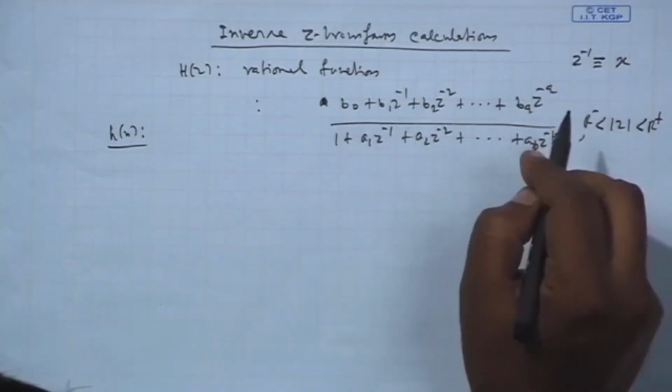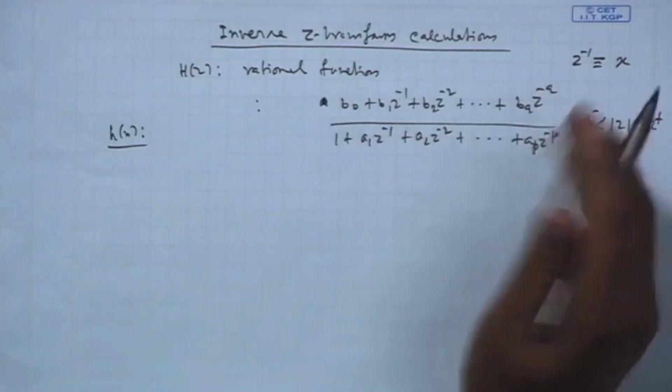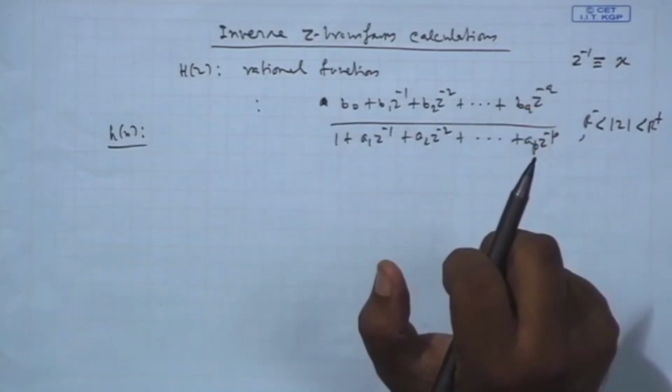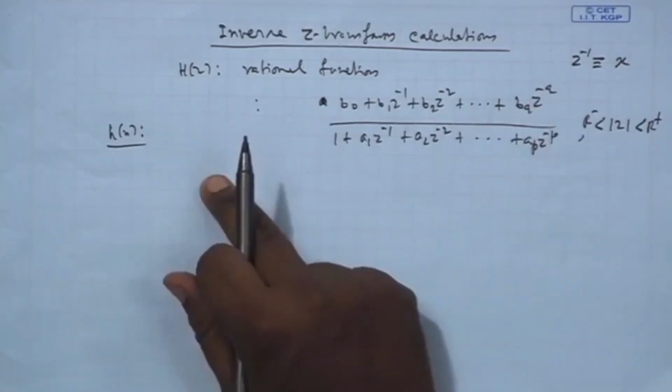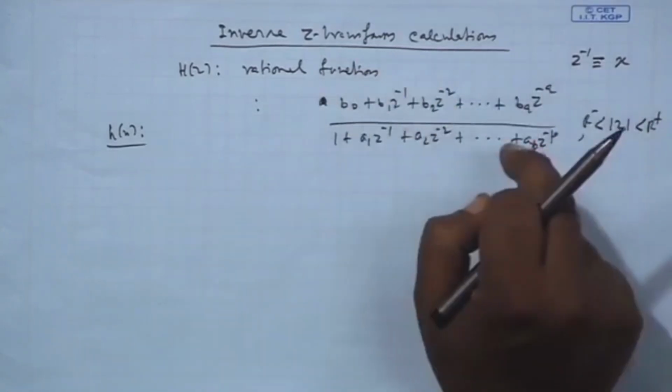If it is not less than, we will divide the numerator by the denominator first, like an algebraic division, and take the remainder out. The quotient will come out separately, and the remainder divided by this denominator will be the remaining rational part, and we will carry out inverse Z transform of that. Let me explain through an example.